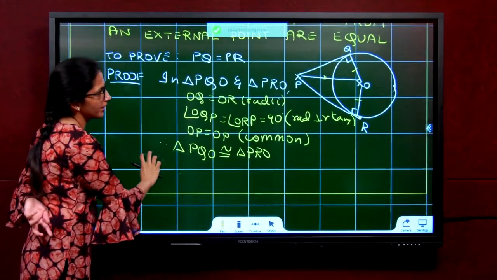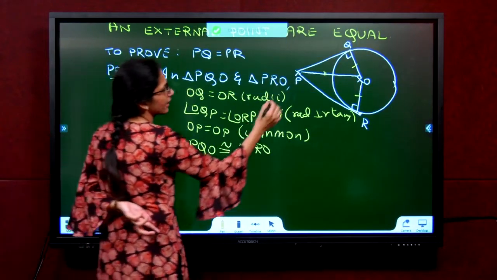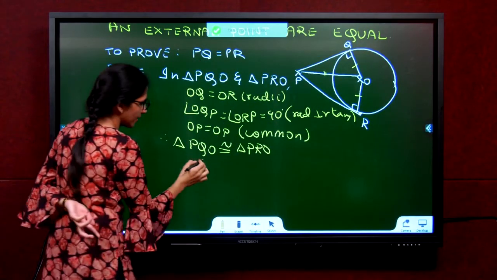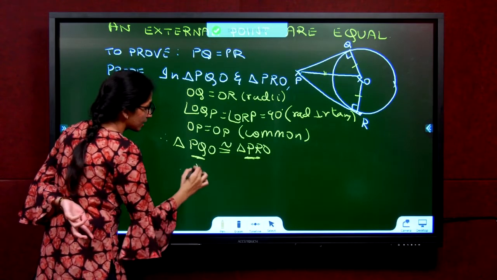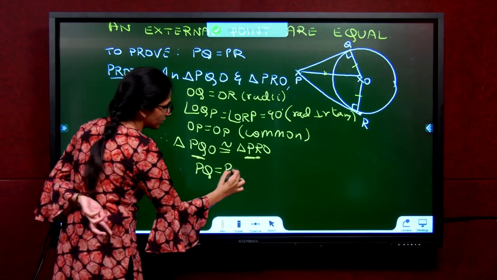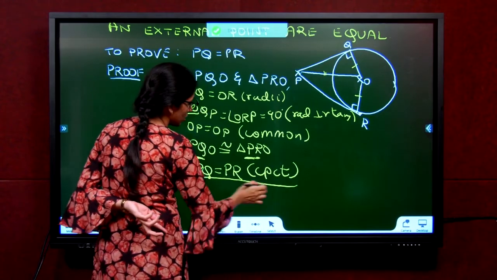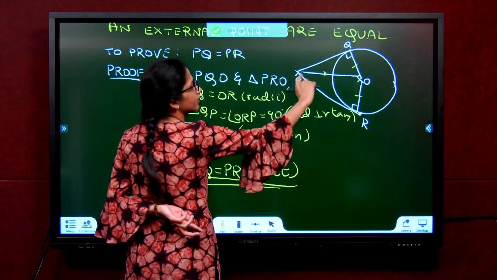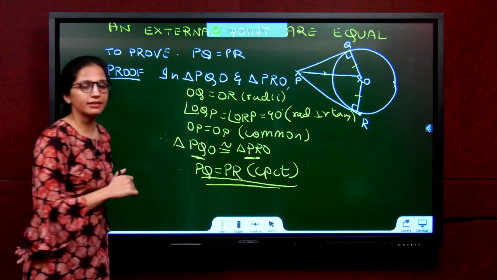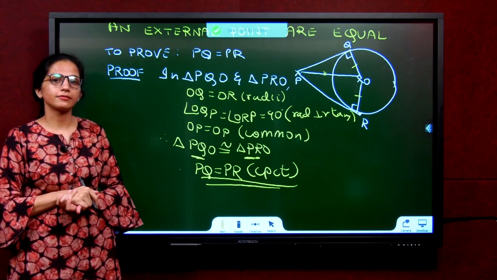So now, by CPCT, can I say PQ is equal to PR? See, PQ equals PR? Yes. PQ is equal to PR by CPCT. Therefore, length of the tangent is equal from an external point.